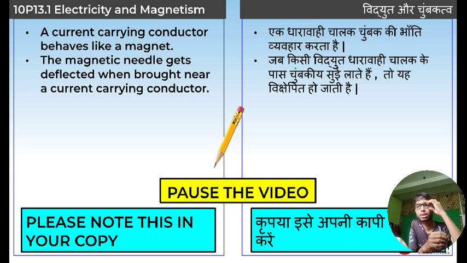If electricity is passing just close to the magnet, then it will work. The magnet will start working when current is passing just close to the magnet.